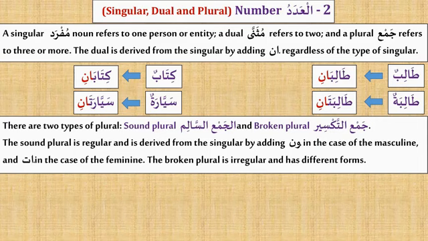The broken plural is irregular and has different forms. There's no one rule to form a broken plural. Now first let's give examples for sound plural.